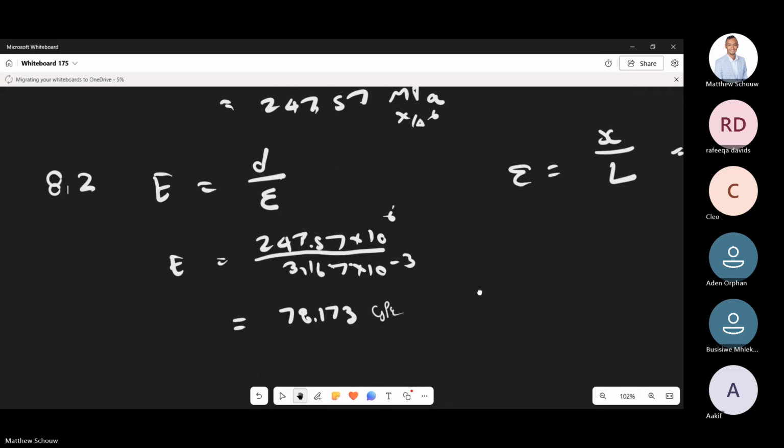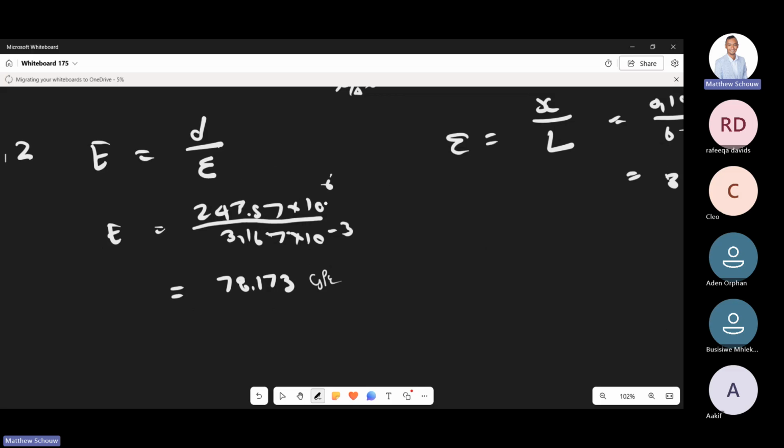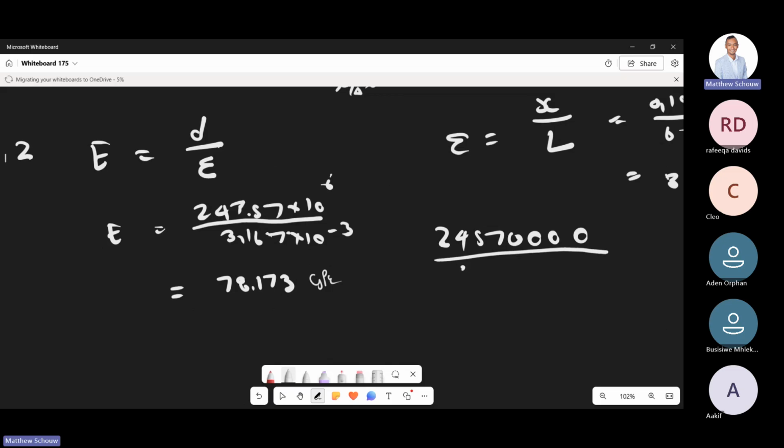Why can't you just put it as 247.574? Because this is like a million, eh? You know what I'm saying to you? And this is 0.0 something. So these are very important. What this value looks like is 2.4757 followed by zeros, like 2 million. That's why. And this over here is 0.003167. That's what it looks like in the normal decimal form.